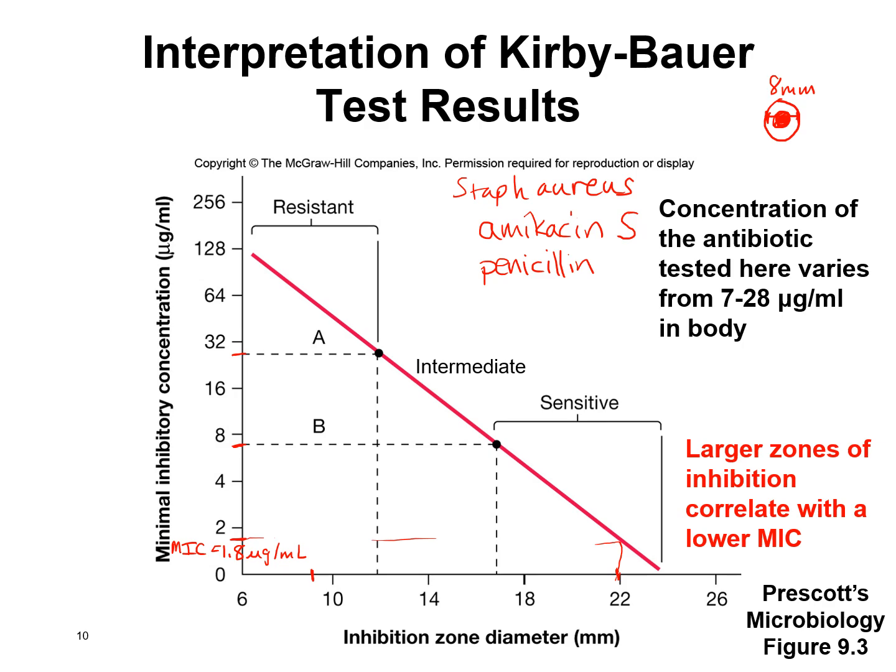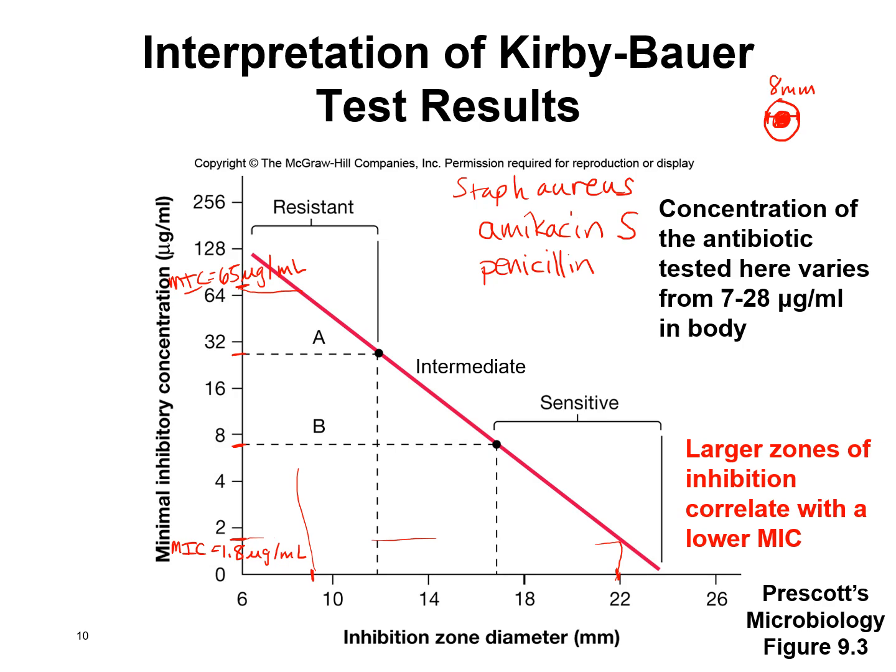But let's just say, to make it easy, that for penicillin we end up with the same level of drug in the body, which we probably wouldn't, but let's just say we do. And so if we have 8 millimeters as our zone of inhibition, and we go up here and we come over, then our MIC for the penicillin is about 65 micrograms per mil.